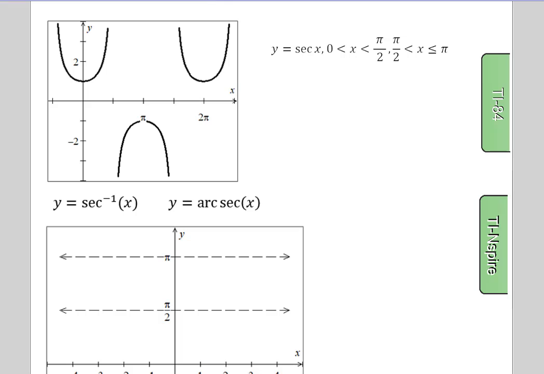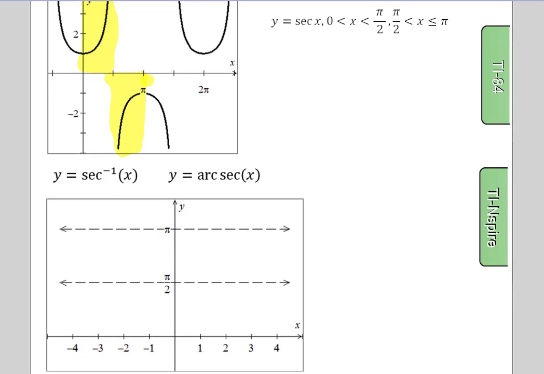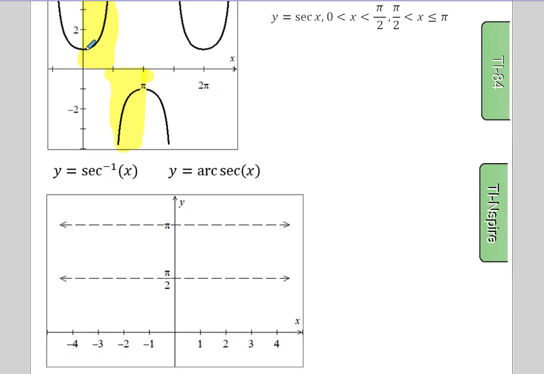And just like we did before, we want to consider those restrictions between 0 and pi over 2. So we're going to look at this piece of the domain, and then we're going to look at pi over 2 all the way to pi, so this piece of the domain. And from these two branches, we're flipping the x's and the y's, interchanging them, so that the y is the x and the x is the y. So like in this example, we have 0, 1. So over here, we're going to have 1, 0.